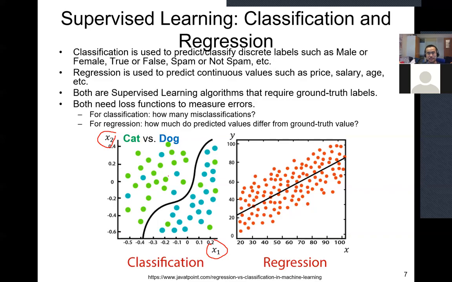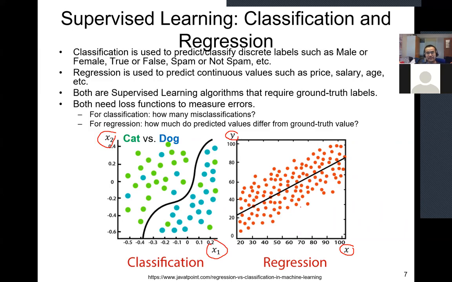Regression is used to predict continuous values, such as price, salary, age, etc. You have collected a bunch of X, that's the input, and Y, that's the output, and you're trying to fit a curve so that you can predict for any X what the Y value is. X may be a year, Y may be a housing price. So you're trying to predict a continuous variable.